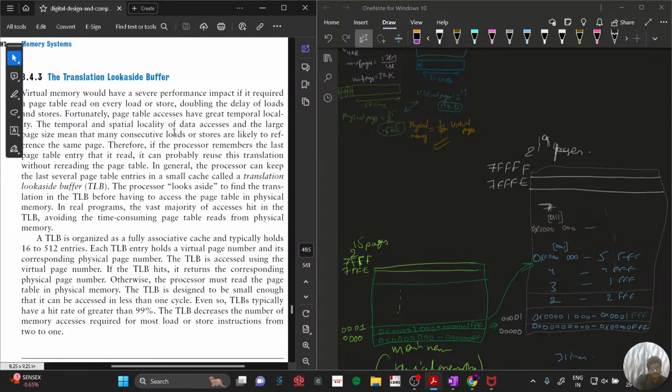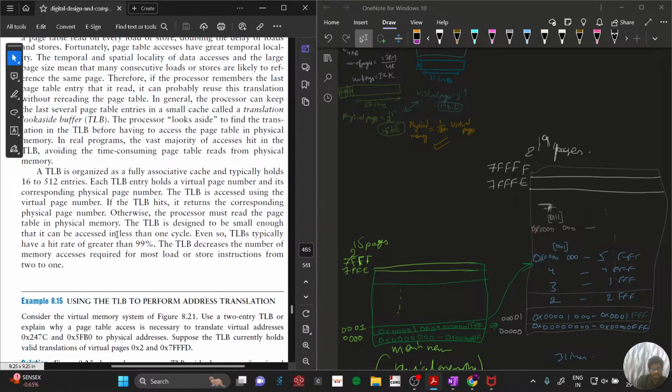Because of the temporal and spatial locality of data accesses and the large page size, the processor can keep several page table entries in a small cache called the translation lookaside buffer. The processor looks aside to find the translation in the TLB before having to access the page table in physical memory. In real programs, the vast majority of accesses hit in the TLB, avoiding time-consuming page table reads from physical memory.